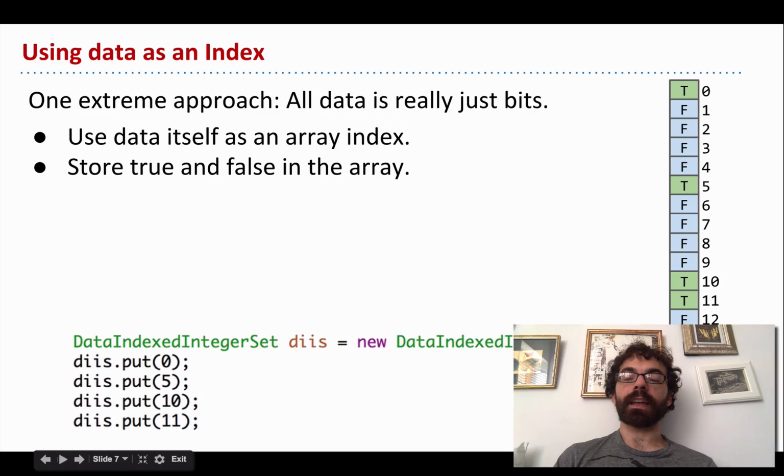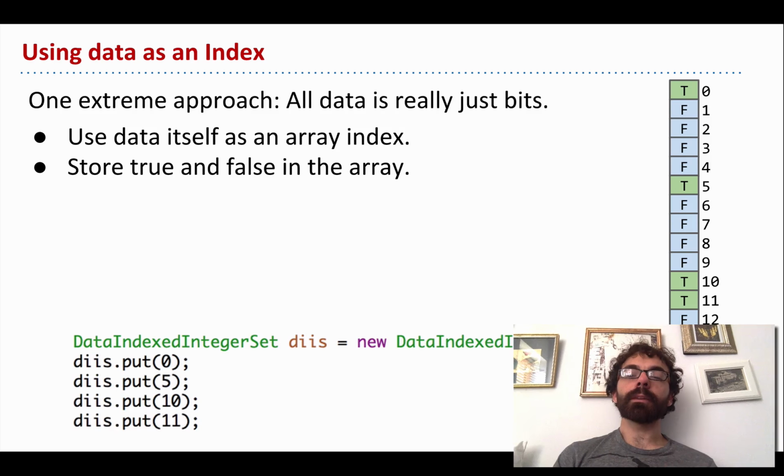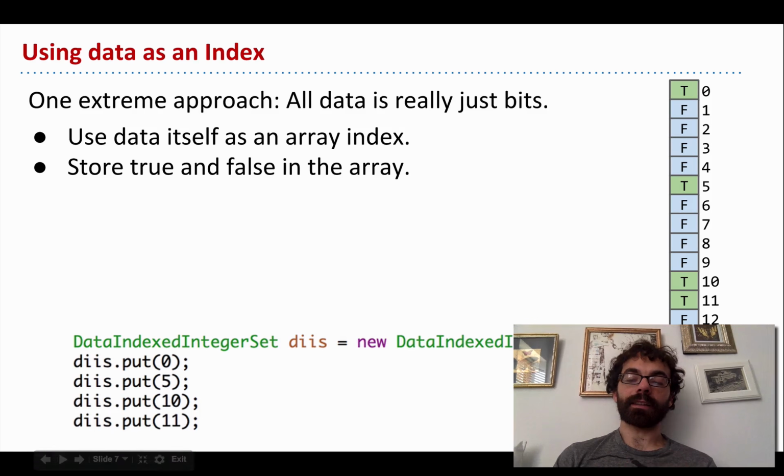So for example, here is a set. We create a data indexed integer set, and we add 0, 5, 10, and 11. The effect is that originally we have an array of a whole lot of booleans that were all false, but now those are true. So this strange array is going to have some really good properties. Intuitively, we expect that this might be quite fast. When we want to put something, we're just setting some value to true somewhere, and whenever we want to check contains, we're just checking a boolean to see if it's true or false. And we'll do an implementation soon to really make sure that's true.